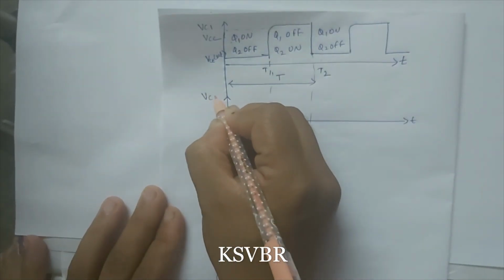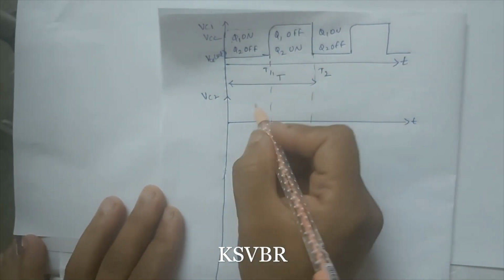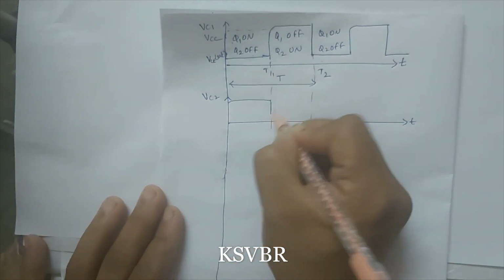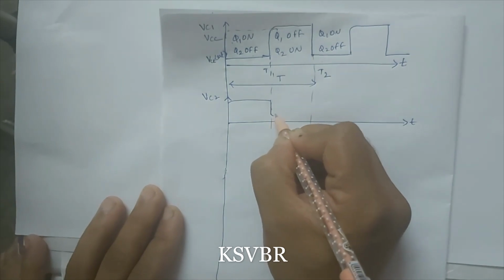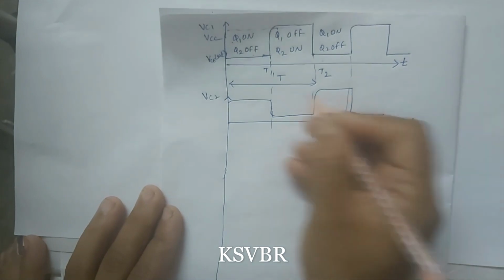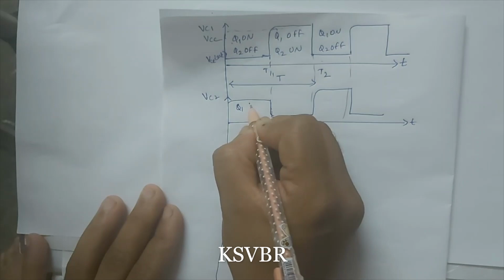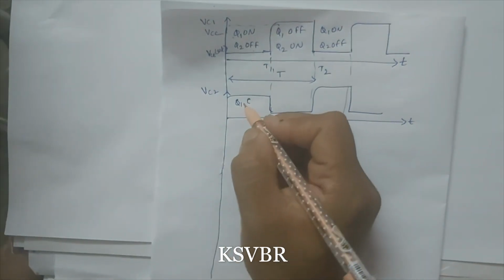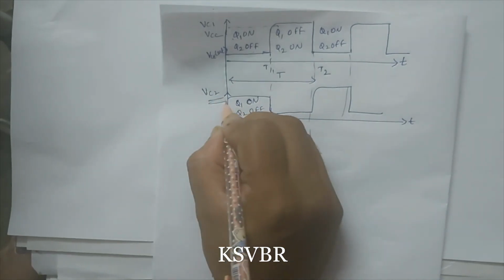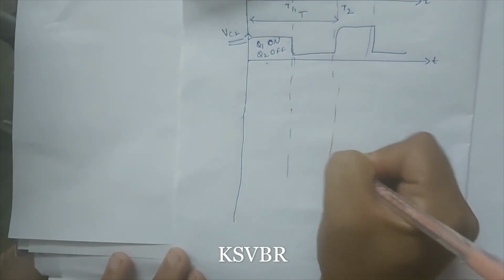Now at VC2, whatever comes at VC1 just reverses at VC2. If this is low, this will be high. If this is high, this will be low. When Q1 is on, Q2 is off, and this will be the pulse at VC2. Now observe like this.